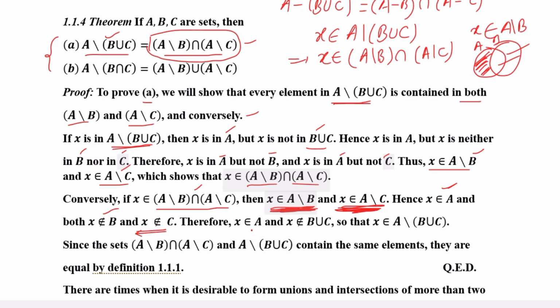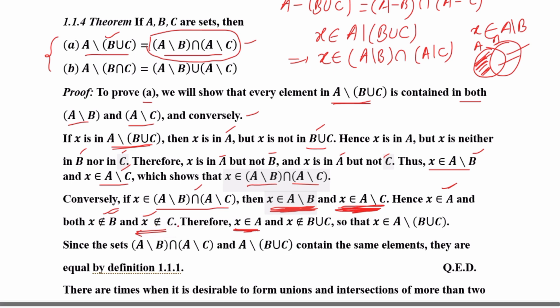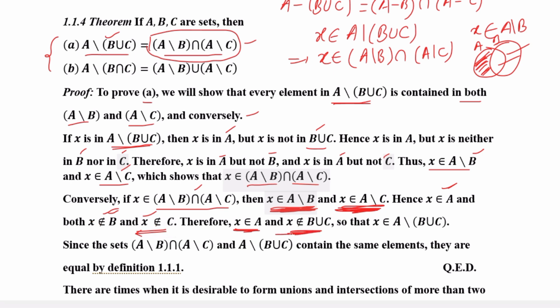This implies x is an element of A in both cases, but x is not an element of B and x is not an element of C. This shows that x cannot be an element of the union B union C. So if x is in A but x is not in B union C, this shows that x belongs to the complement of B union C relative to A. I mean to say x is an element of A minus (B union C). But x was an arbitrary element of this set. Since the sets on both sides contain the same elements, they are equal by definition.